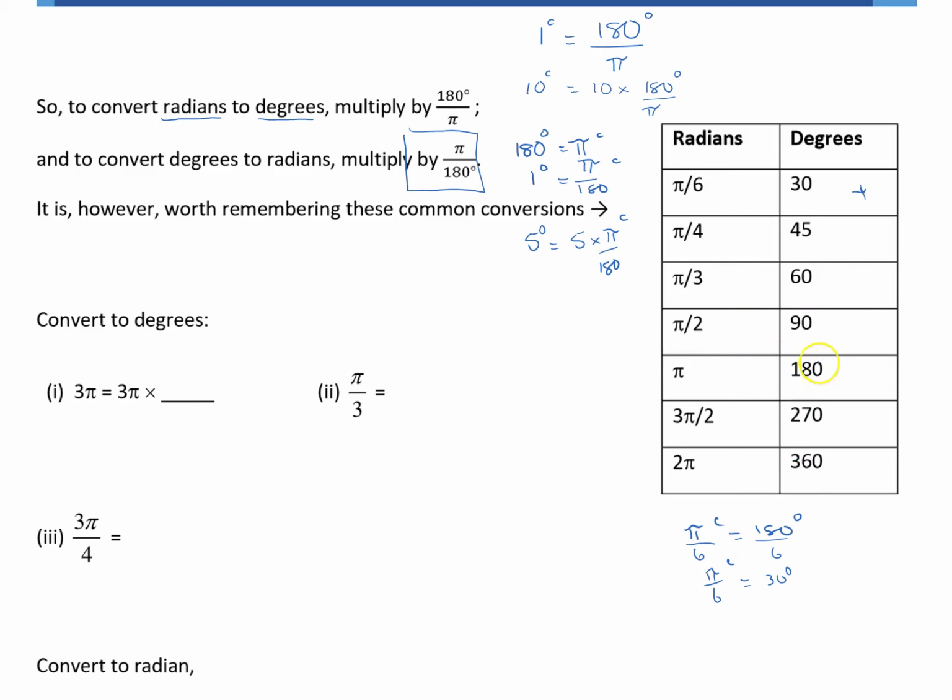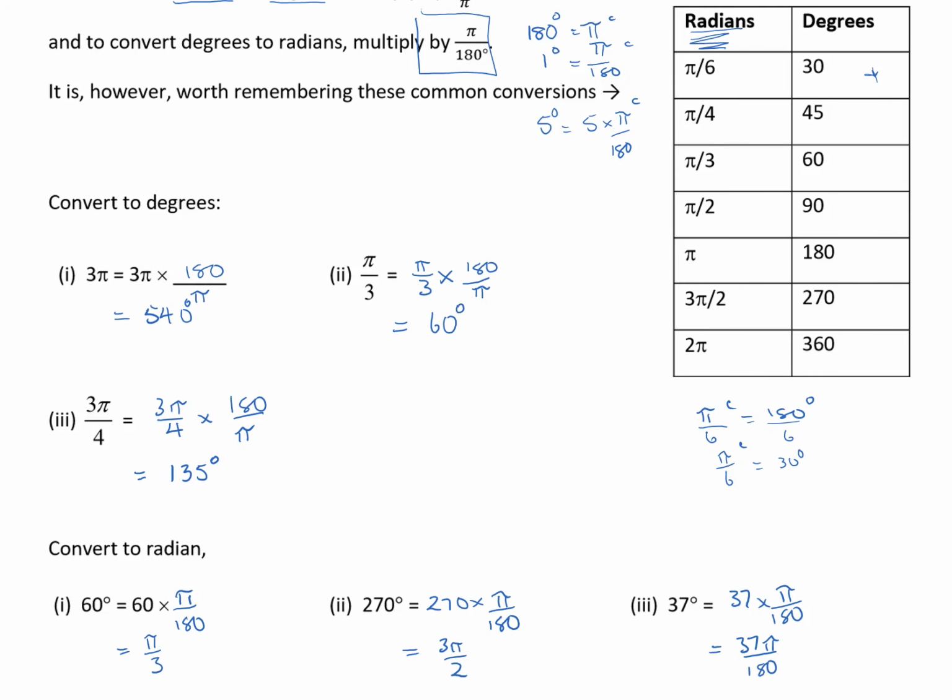Now, the reason that I strongly suggest that you learn these common conversions is because, like I said before, we're going to learn some new formulas. However, those formulas can only be used when your angles are expressed in radians. I saw in last year's HSC exam, questions where the angles were given in degrees and students had to convert to the appropriate radian measure to be able to use the formula. So please be aware of that.